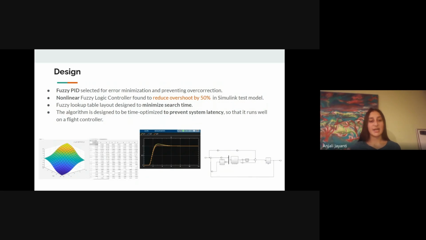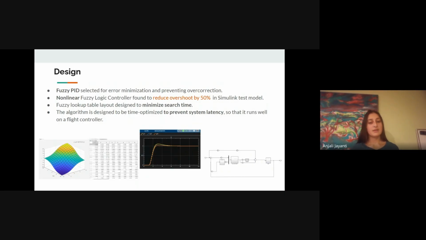In order to minimize error, fuzzy PID was selected because fuzzy PID minimizes error but also prevents overshooting, which is something that PID is very known for. When tested in Simulink, a nonlinear fuzzy logic controller, like a Sugeno style, was found to reduce overshoot by 50%. That is in the measurements below for this particular case and model.